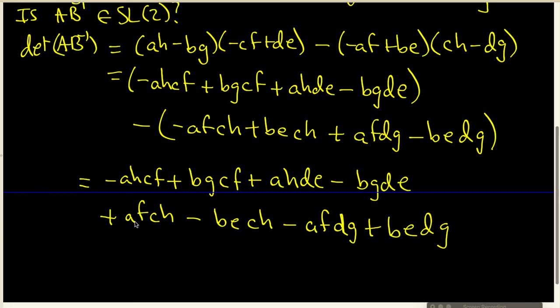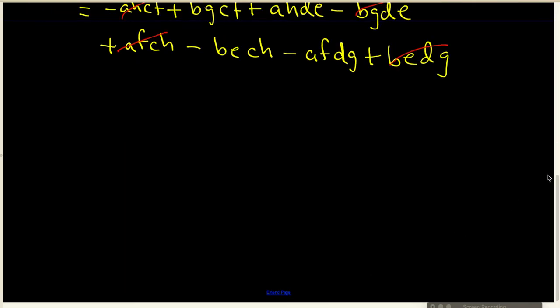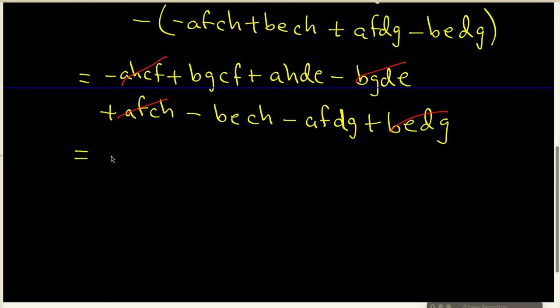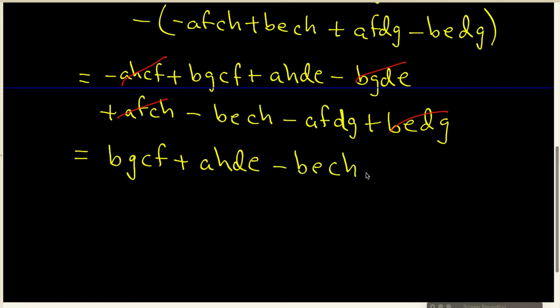And what I notice right away is that I have a minus ACFH and another positive ACFH, so they add together and form a 0. And down here I have a minus BGDE, and this is a plus BGDE, so they're also gone. And what's left looks like this. We now have BGCF plus AHDE minus BECH minus AFDG.